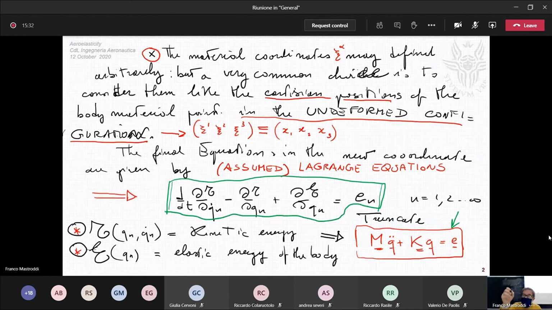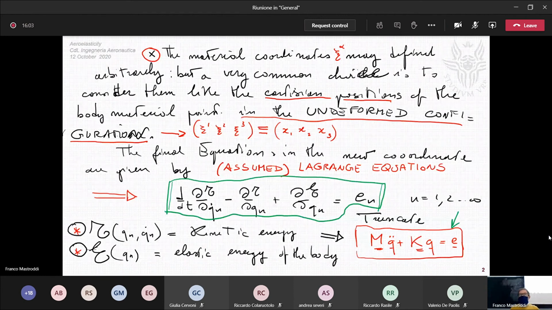You know this equation from rigid body dynamics. You studied this in your rigid body dynamics course, in a previous course, like Meccanica Razionale. But this is valid also for elastic body. This is the new announcement for you.